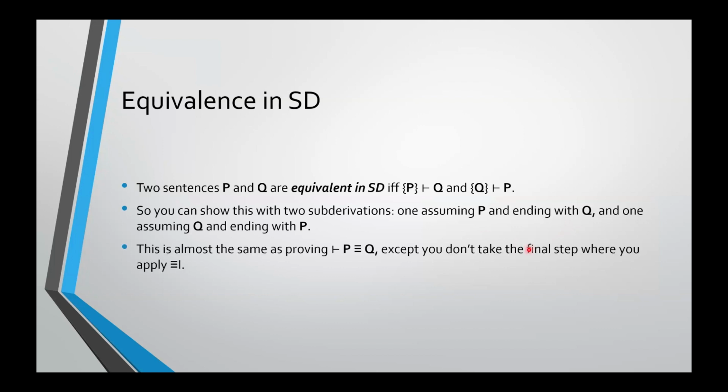This is basically the same as proving that P if and only if Q is a theorem. The only difference is that if you're just proving the two sentences are equivalent in SD, you don't take the final step where you apply biconditional introduction and derive this. You just have the two subderivations and leave it at that. And obviously, two sentences are equivalent in SD if and only if their biconditional is a theorem. So we'll look at an example of proving that two sentences are equivalent.